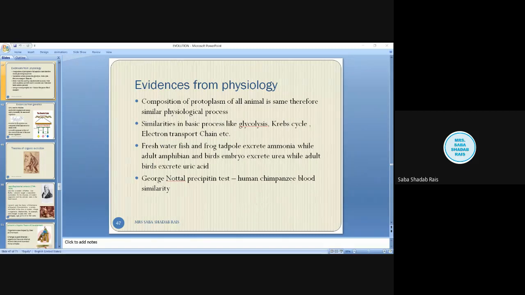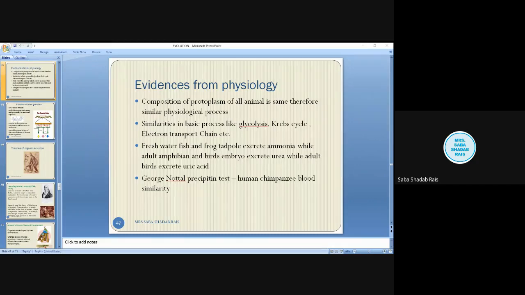If an animal has more and more similarities, what is going to happen? More and more agglutination will occur. So he observed that if human and chimpanzee blood were taken, it showed more and more precipitation as compared to dog or cat. Now, why is it happening? That means human blood is more similar to the chimpanzee than to the cat or the dog. So this is all about the evidences from physiology.